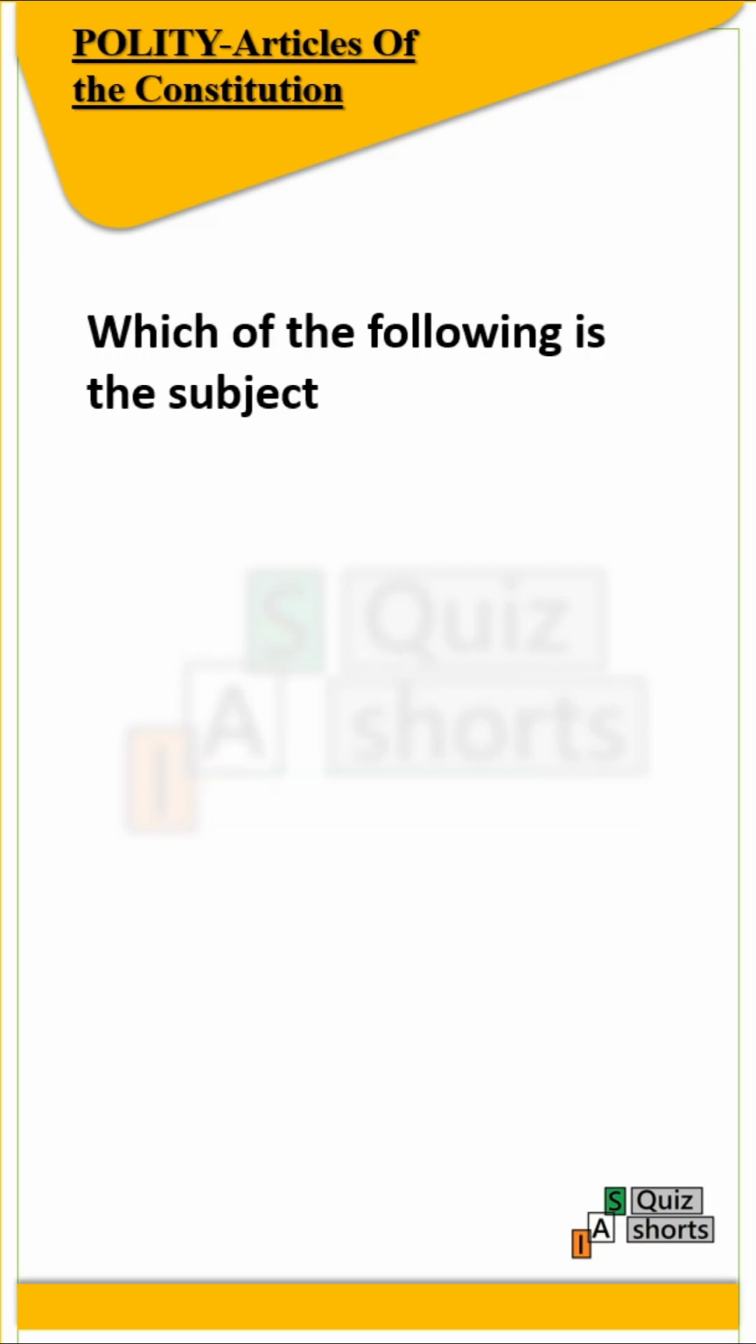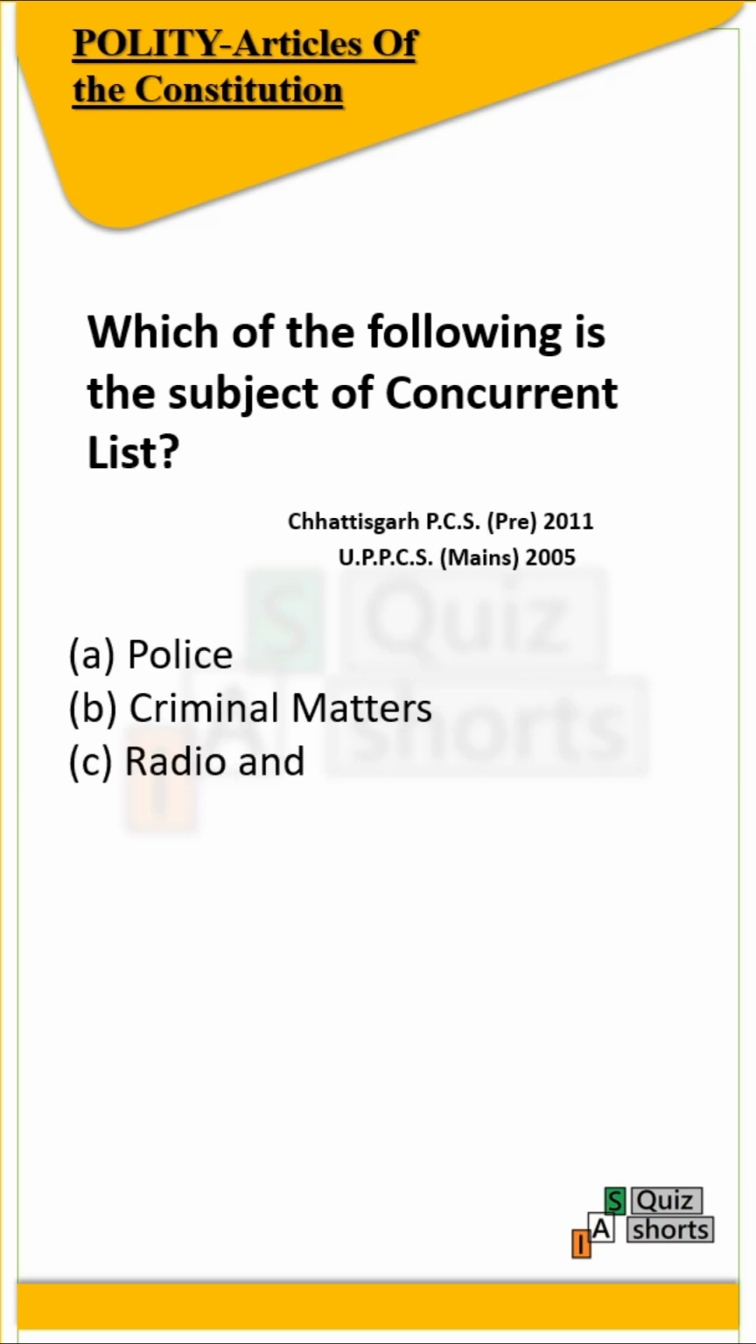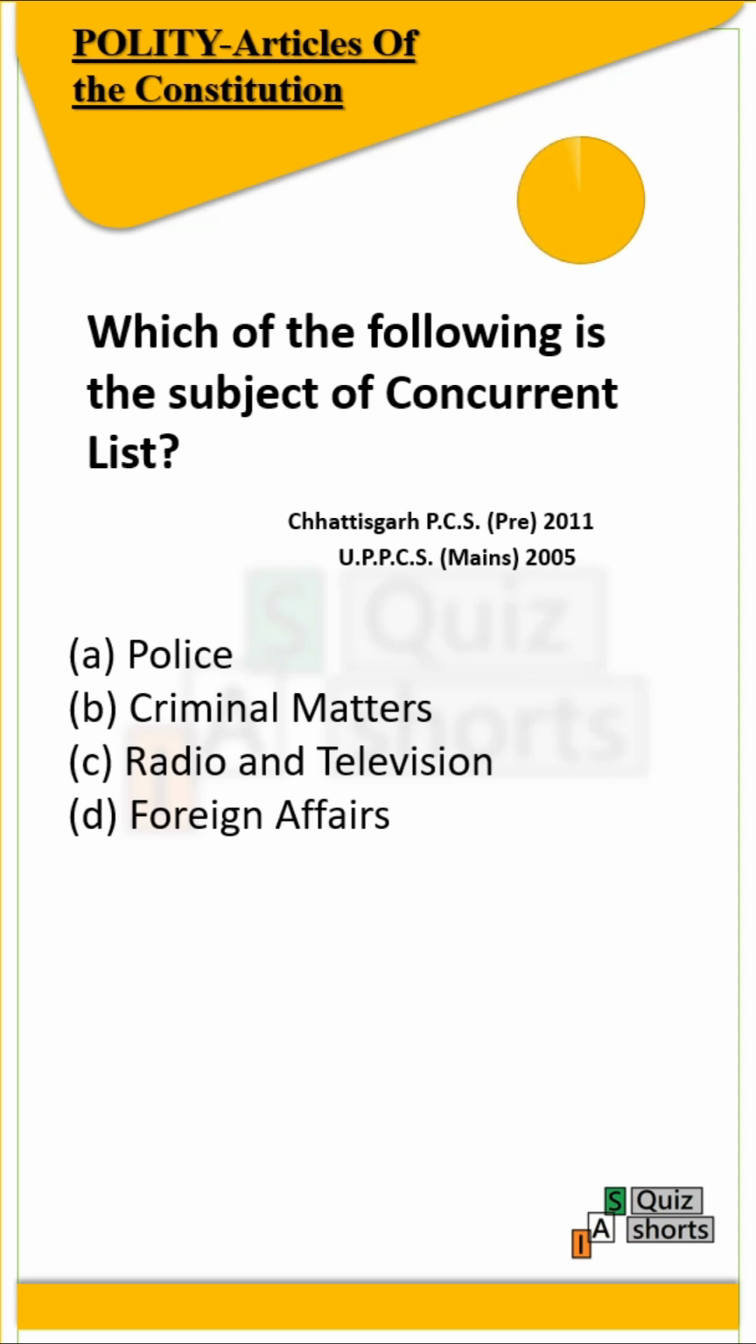Which of the following is the subject of concurrent list? A, police. B, criminal matters. C, radio and television. D, foreign affairs. Answer is option B, criminal matters.